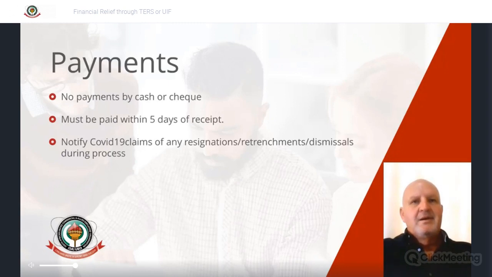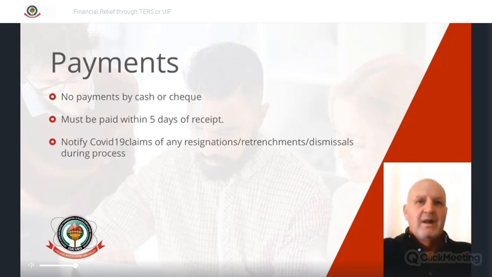If you have had resignations or retrenchments or dismissals during this process, in other words, from the day that you've applied until the day that you receive the money, it's important that you notify COVID-19 claims of the change. You cannot simply just retain that money being paid to you.